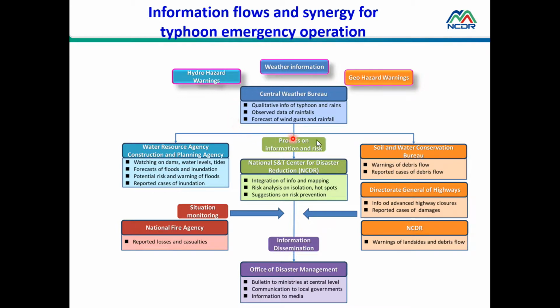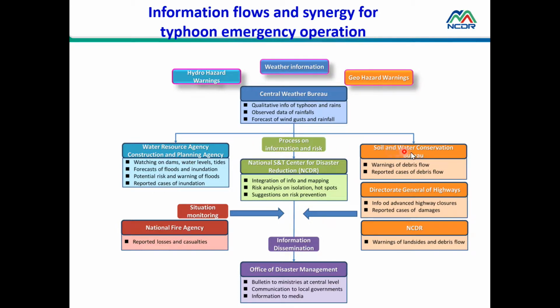So the Central Weather Bureau will provide qualitative information on typhoon and rain, and also some observed rainfall data, and also forecast the wind gusts and rainfall. Based on this, we divide it into two parts, the Water Resource Agency and the Construction and Planning Agency. The two agencies will provide a lot of flood information, like flood in river channels or flood in urban areas.